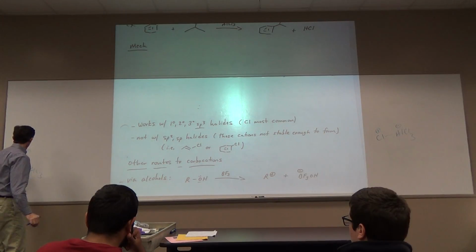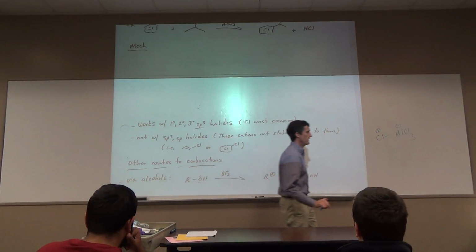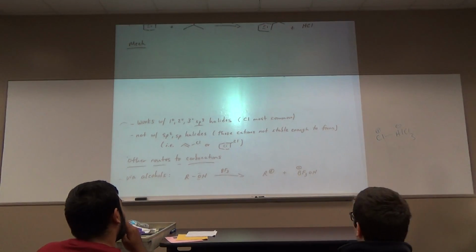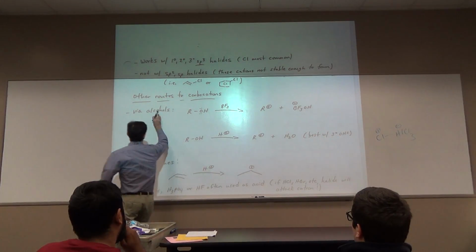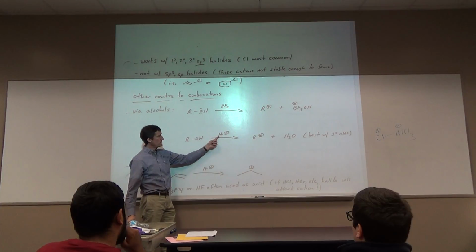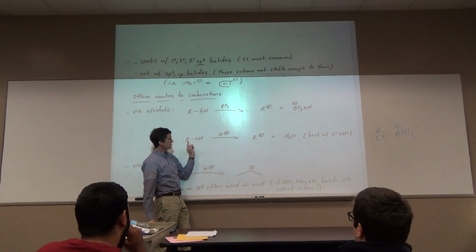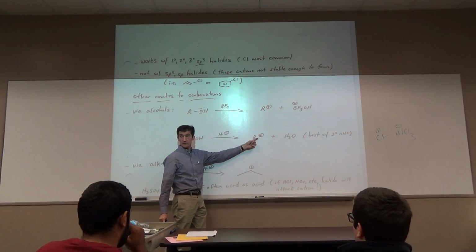So, what are other routes to carbocations? Because if you can make a carbocation, you can do this chemistry. Well, you can use alcohols. Now we know we can do this. You can protonate an alcohol, multi-steps. You can protonate, ionize, and you can make a carbocation this way. Okay?